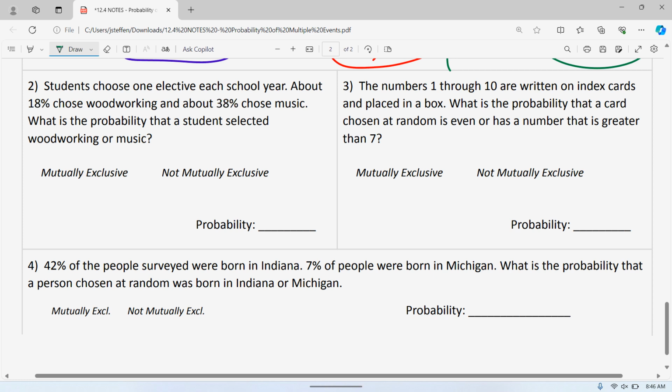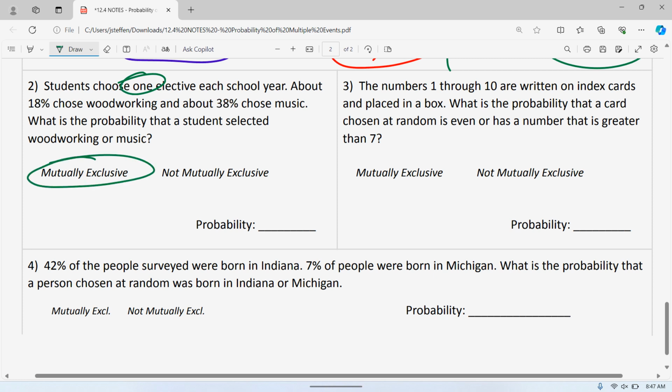Now here's the thing that helps with this one. You have to read it carefully. You have to choose one elective. I know some of you are like, obviously you could do woodworking and music. Some people are doing that at Fairfield right now, a building trades type class and music. But this one says you only choose one elective, so you cannot choose both. They exclude each other, so they're mutually exclusive.